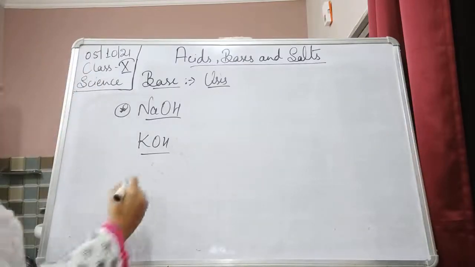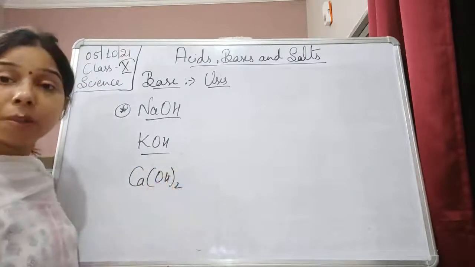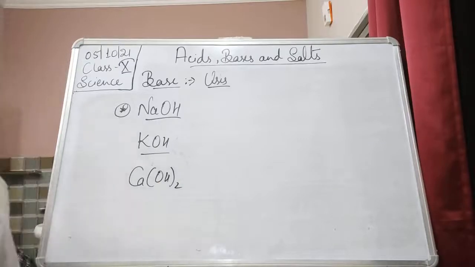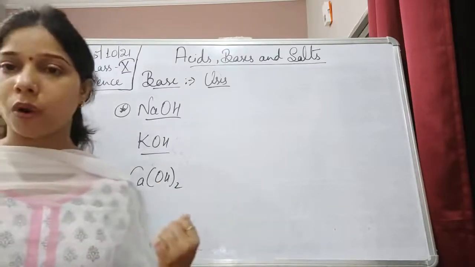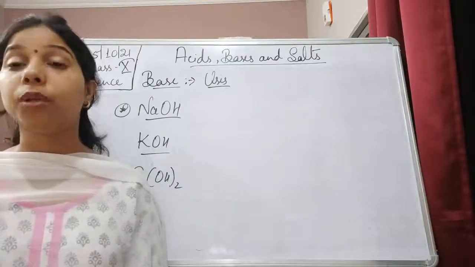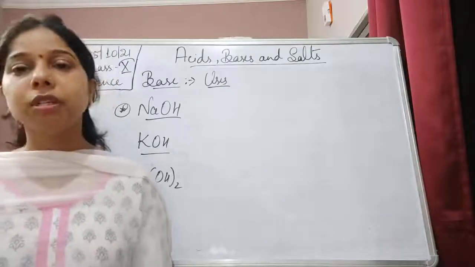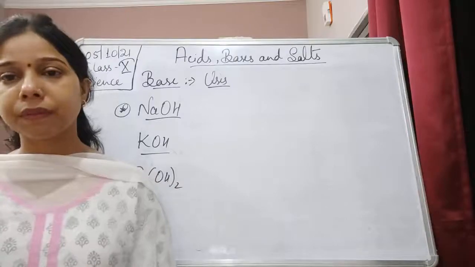Next one is calcium hydroxide. Calcium hydroxide is used in bleaching powder. It is also used in whitewashing walls. I told you that when carbon dioxide reacts with it, there is a formation of calcium carbonate. So calcium hydroxide is used for whitewashing purposes. So these are, students, the uses of the bases.